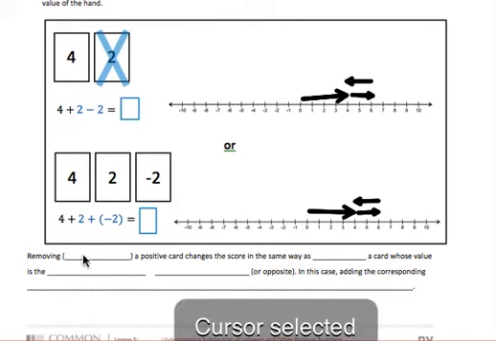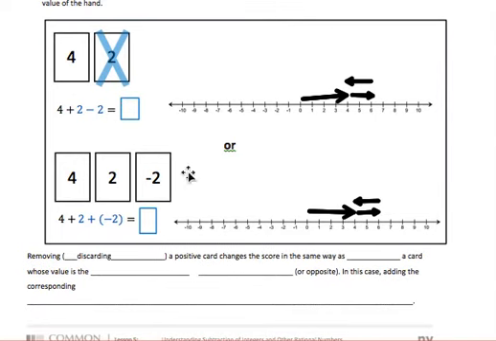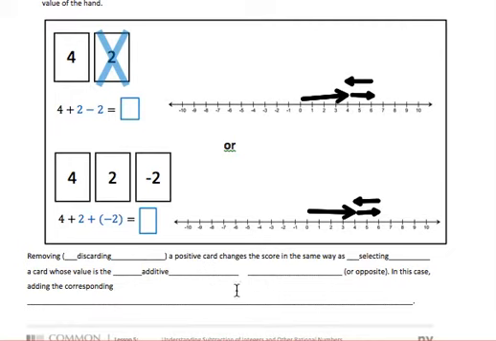So we can say that removing or discarding a positive card changes the score in the same way as selecting a card whose value is the additive inverse. Or opposite.